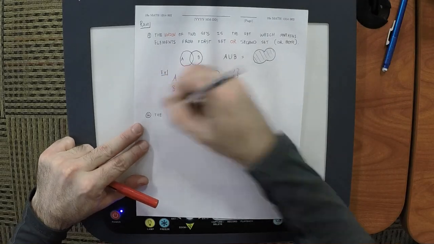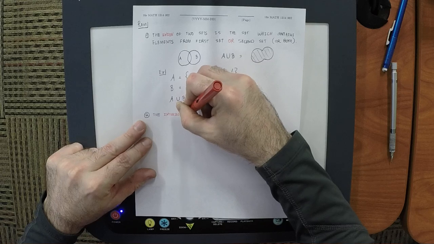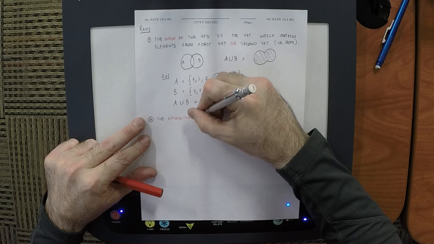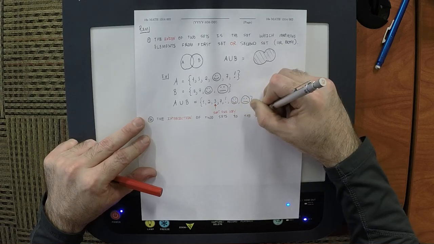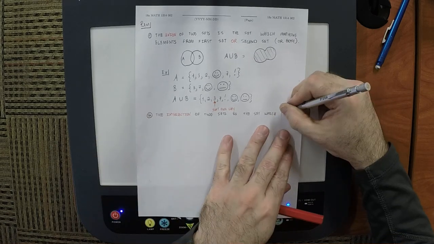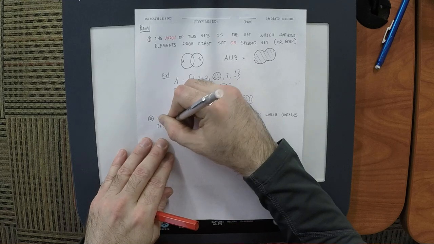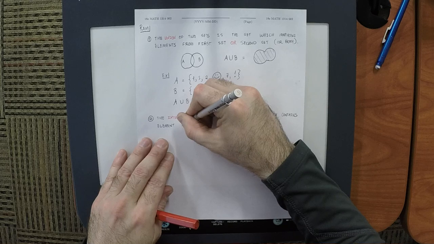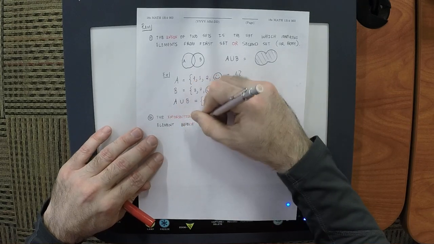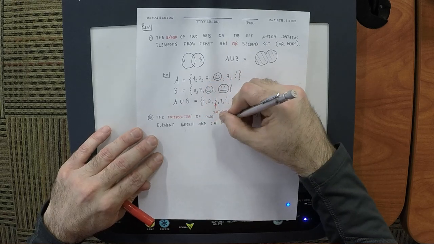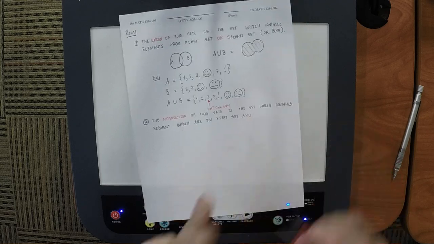So the intersection of two sets is the set which contains elements which are in the first set and the second set.